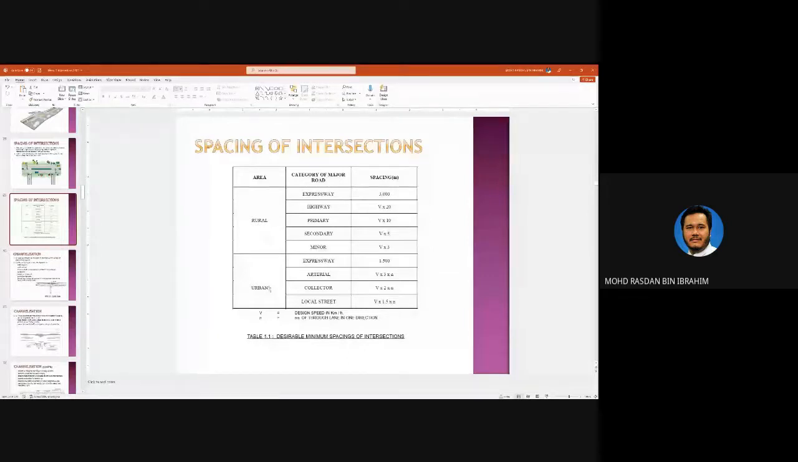So Jalan Profesor Engku Aziz is urban. Is it an expressway? No. Is it an arterial? No. Is it a collector? Yes. So what is the spacing? V times 2 times N.